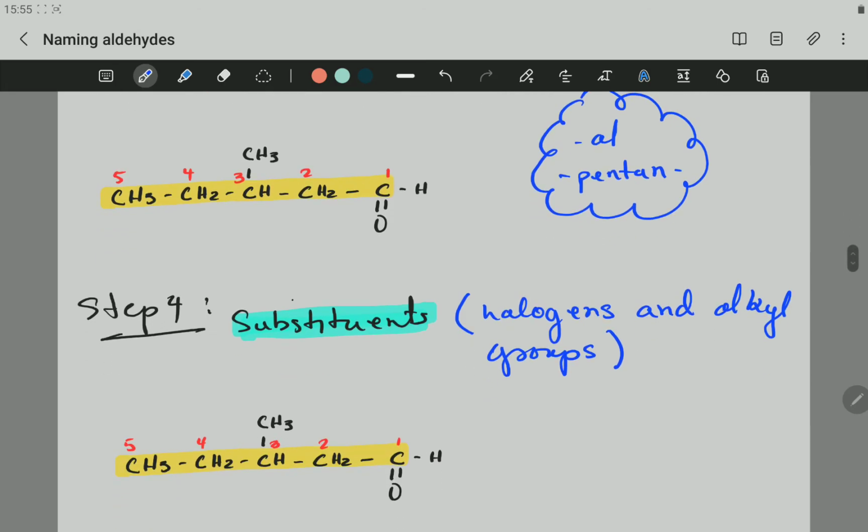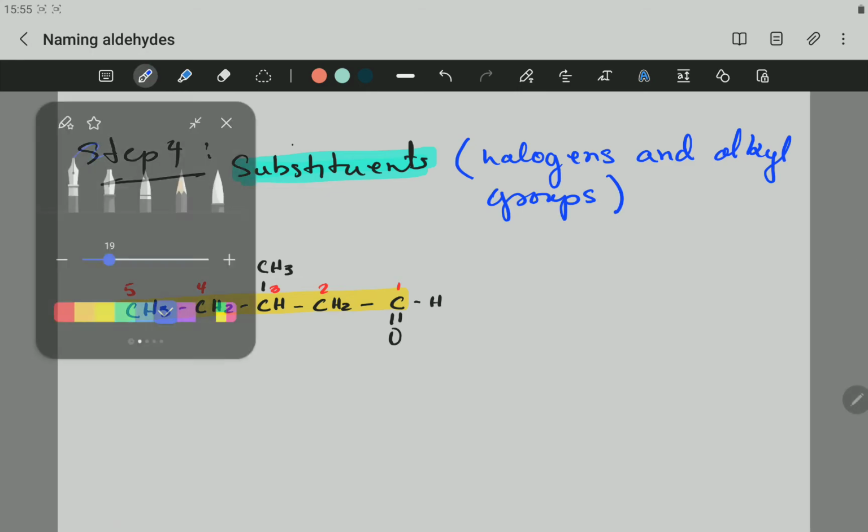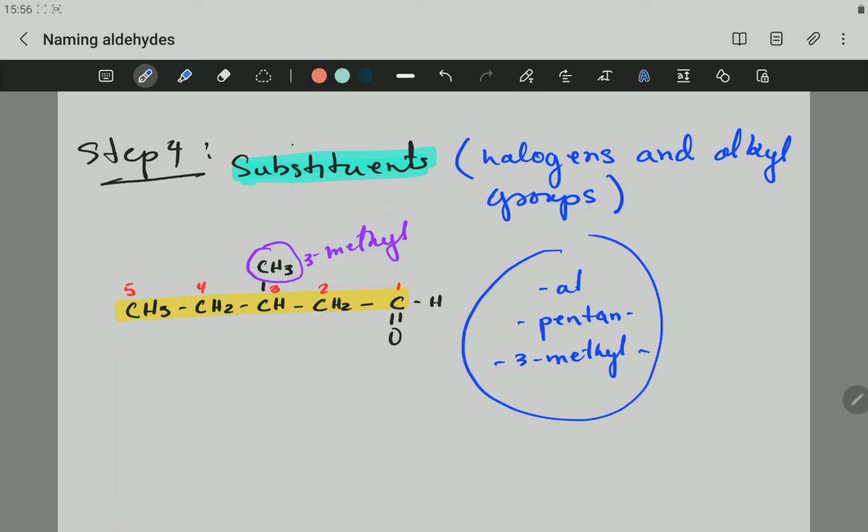Step 4. Use the substituents, halogens or alkyl groups. So here we have only one substituent. This was a quite easy question. Here is the one, and it's a methyl. Methyl, that is on carbon 3, so it will be 3-methyl. So up until now, let's write always what we have. I like to do it so. We have that it is an al, we have that it is pentane, and we have a 3-methyl. Okay, this is all the information we have up until now.